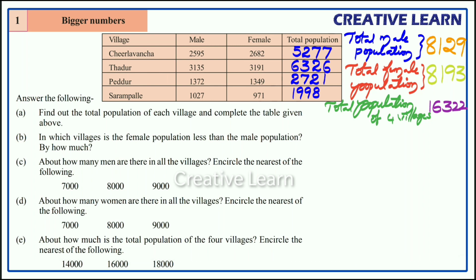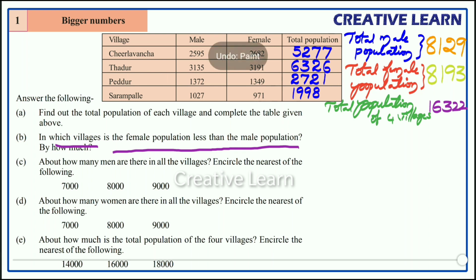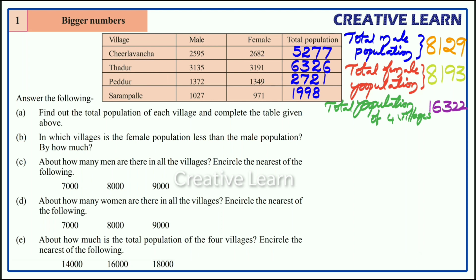Now move to the second question. In which villages is the female population less than the male population? By how much? Let's see in the table. First village, Chirlavancha. See here, male population is 2595 and female population 2682. So here the female population is greater than the male population. Leave it.